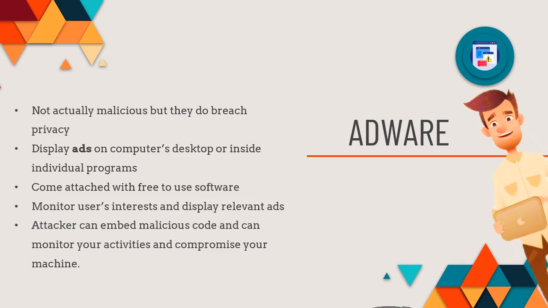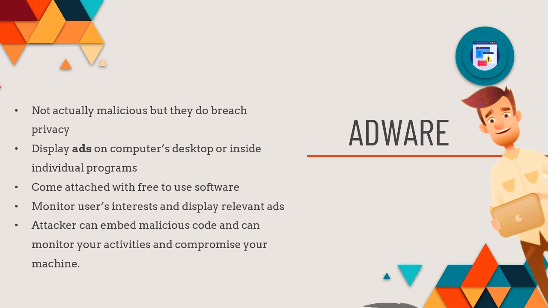First one we are going to see is adware. Adware is not actually malicious, but it does breach privacy. So what's adware? Adware is a type of program which is embedded with free to use software, which displays advertisements on your computer system, or in your laptop or any device you are using, or inside individual programs that are installed in your computer system or any devices.